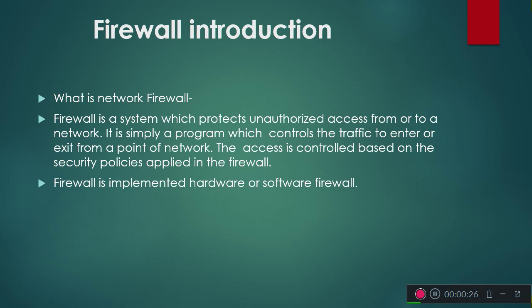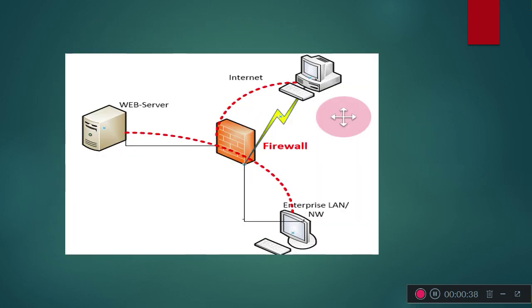So what is network firewall? Firewall is a system, simply a program which controls the traffic to enter or exit from a point of network. The access is controlled based on the security policies applied in the firewall. So you see in this diagram is an example of an enterprise network, and the one firewall is installed between different networks. On top we have internet, and left side we have web server, and below we have enterprise LAN.